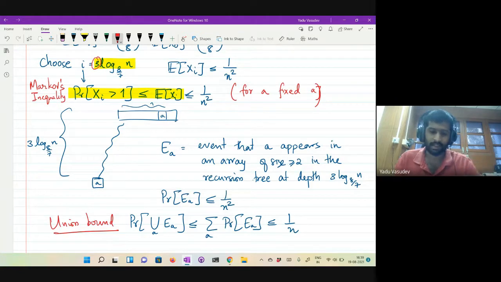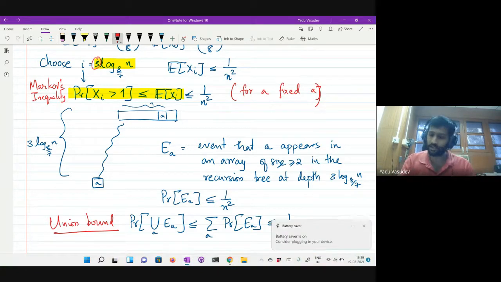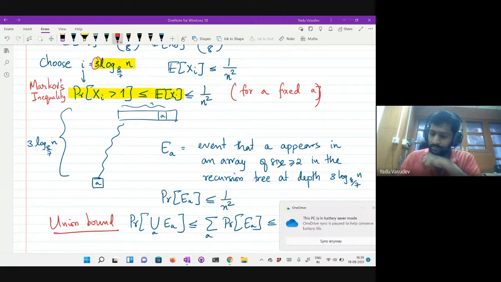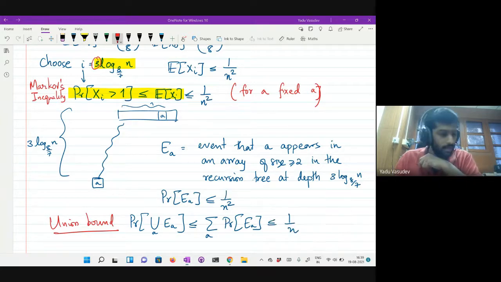So that's something that usually happens. When you do this analysis, usually there'll be many union bounds. There could be many different union bounds coming in the analysis, and the choice of the constant basically depends on all these things. Any questions on this so far?